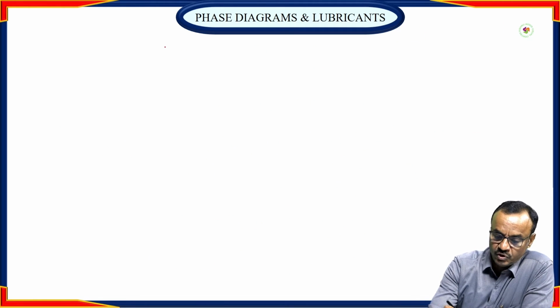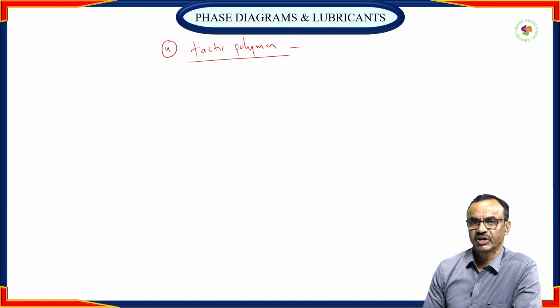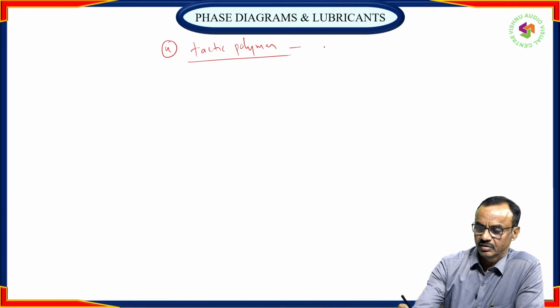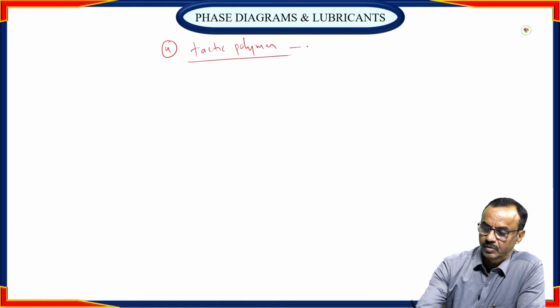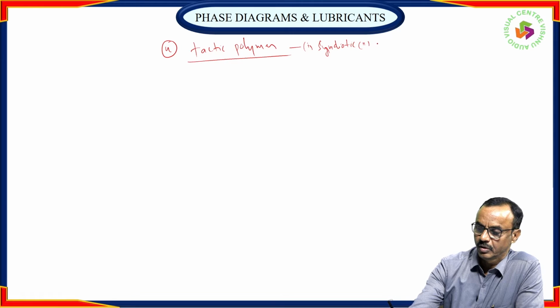Fourth one, tactic polymers. I will give one general example, based on which we can define them. Further, they are classified into 1. Syndiotactic, and 2. Isotactic.